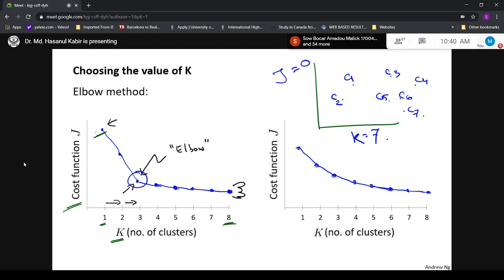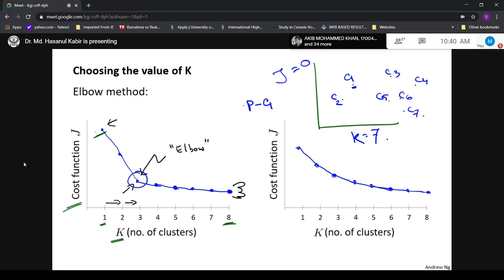Do you get my point? The cost function will equal 0. So how did we compute it? The sample minus the cluster center, right? So this is one of the samples, and the cluster center is exactly the same point.